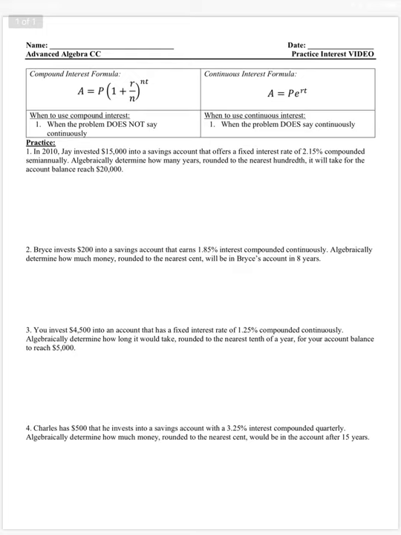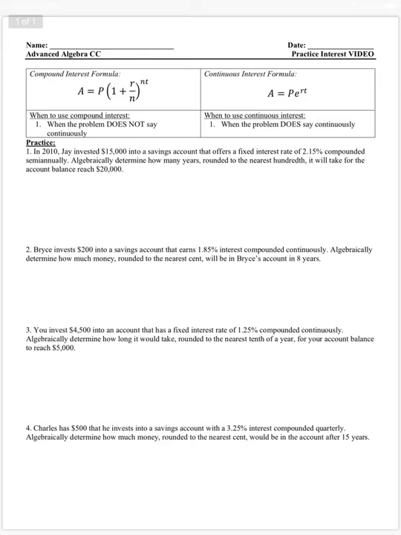Okay, good morning, guys. So what we're going to do today, last week we did two different types of word problems. We did compound interest on Monday and continuous interest on Wednesday. So we've been talking about money for the past week or so. What we're going to do now is just compare the two of them, so we know when to use what formula. On the left it says compound interest formula.